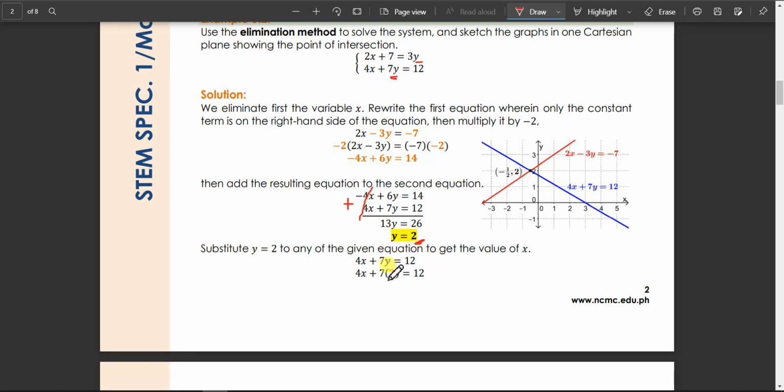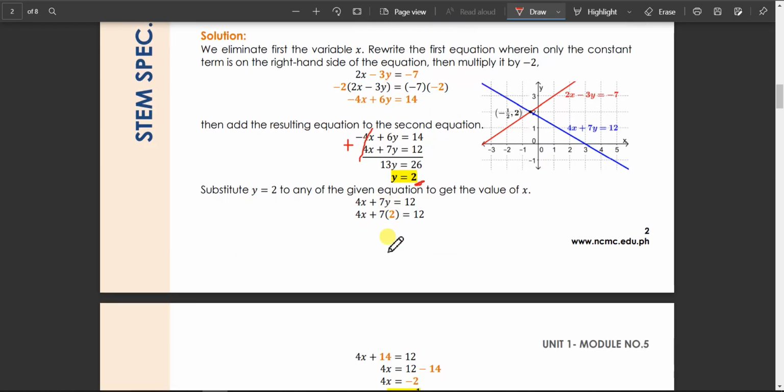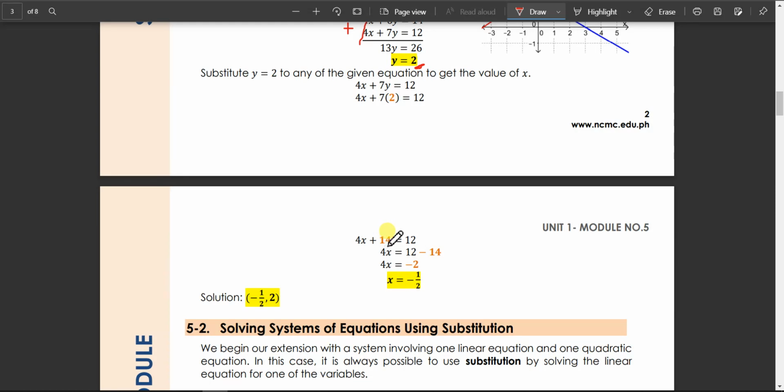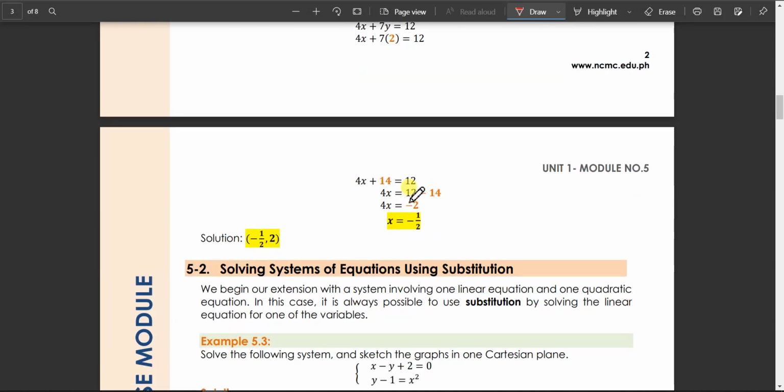Then again, our y is equal to 2. That's why I substituted 2. So 7 times 2 is 14. That's why we have 14 here. Then copy the rest. Next is to transfer our constant to the right side of the equation. So we have 12 minus 14, which is equal to negative 2. Dividing both sides of our equation by 4 is to cancel out the constant 4. So our final answer is negative 1 half. So our x is negative 1 half and our y is equal to positive 2.